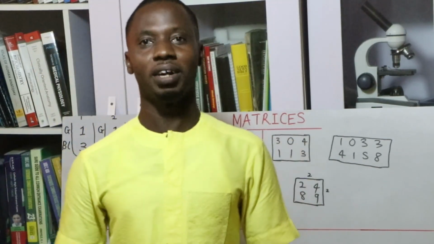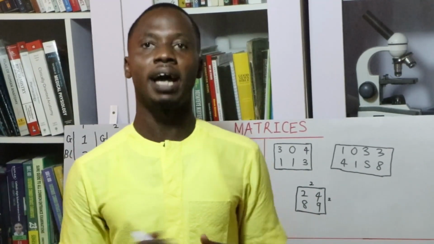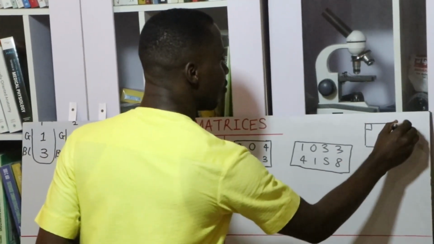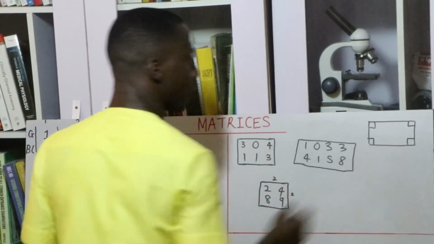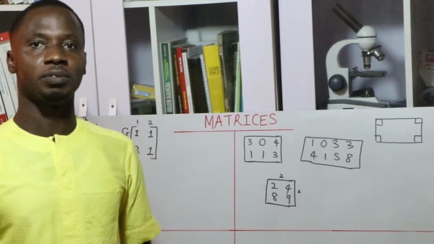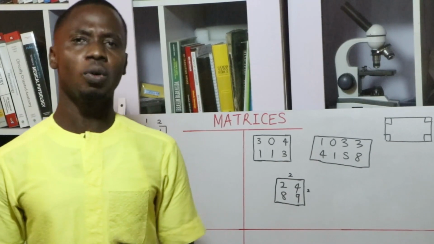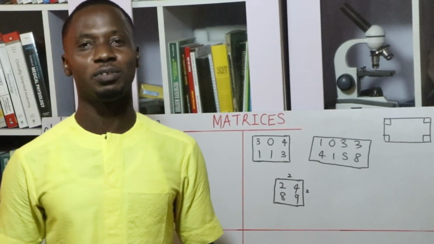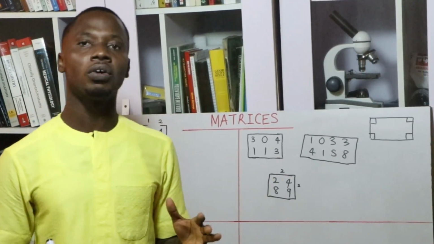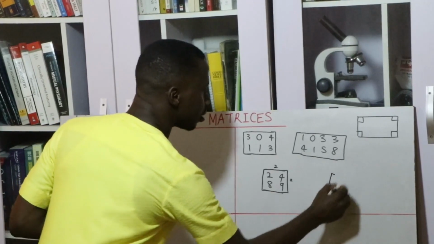Actually, a square is a rectangle. Now, what is a rectangle? A rectangle is a quadrilateral that has four right angles. So, any quadrilateral that has four right angles is called a rectangle. In other words, a square is also a rectangle. Simply put, all squares are rectangles, but not all rectangles are squares. So, you have some matrices that you call square matrix. This is an example of a square matrix.